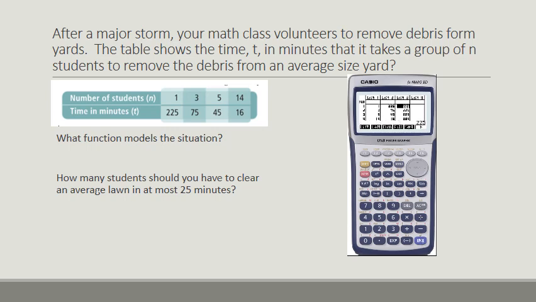Okay. When I enter it, notice that everything in list 3 says 225, except for the last one. But that is close enough. Okay, so we know that our constant of proportionality, or our constant of variation, is 225. So our equation is going to be y equals 225 over x.